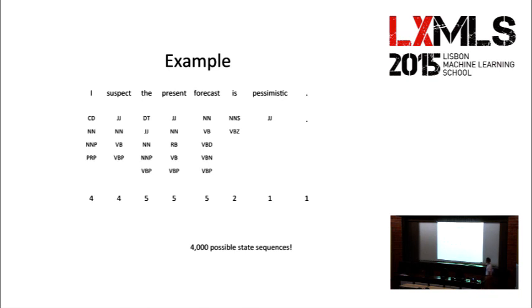OK, so here's my example. At the top is my sequence. I suspect the present forecast is pessimistic. For each of the words, I have listed a set of parts of speech which could go with that word, or which I have observed with that word in my training data. Don't worry too much about what they mean. Just notice that some words are ambiguous. The word pessimistic is always an adjective. JJ is adjective. But other words like suspect can be an adjective or a noun or a verb. Some of these words are 5 ways ambiguous. If I count up the number of possible tags for each word, and then I multiply those together, I find that this little sentence has 4,000 possible state sequences.